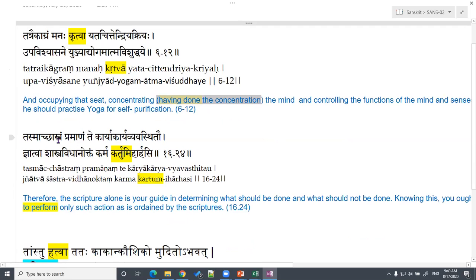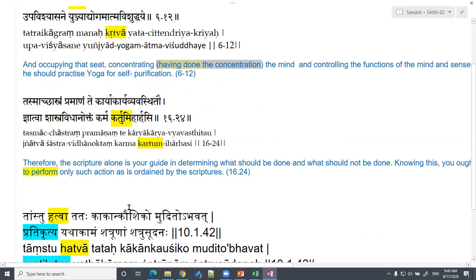Then here kartum, tasmat shastram pramanam te karya vyavasthitau ज्ञात्वा शास्त्र विधानोक्तम कर्म कर्तुमिहार्हसि. So kartum, to perform, you ought to perform. So to do, in English the better translation probably is to perform, but the idea is to do. So knowing this, here it's interesting, both are used. There is a gyatva, that is a gerund form, we saw that. So knowing this, or having known this, or after knowing this, whichever way makes more sense in English, the idea is that you know first and then you do the action accordingly.